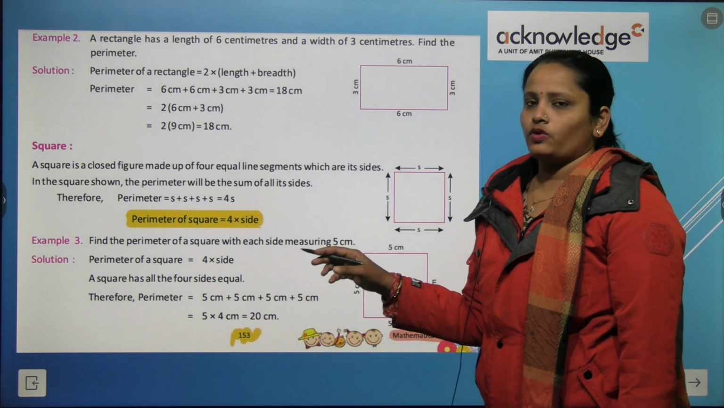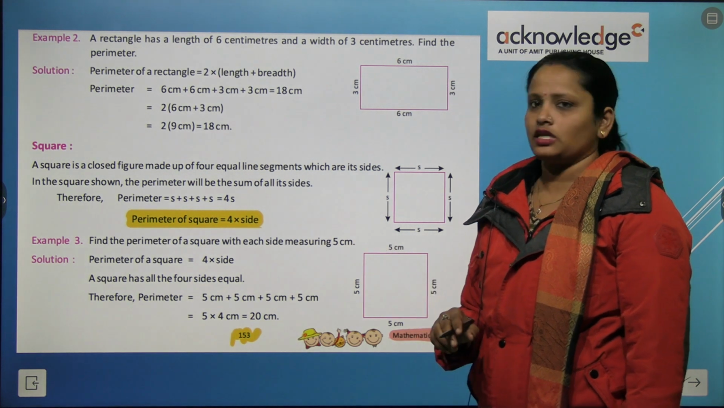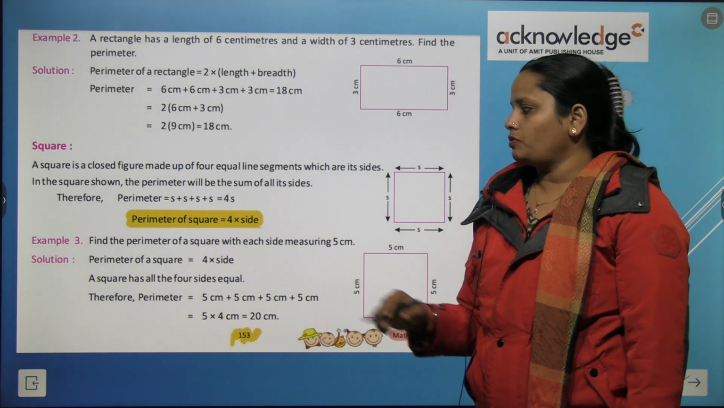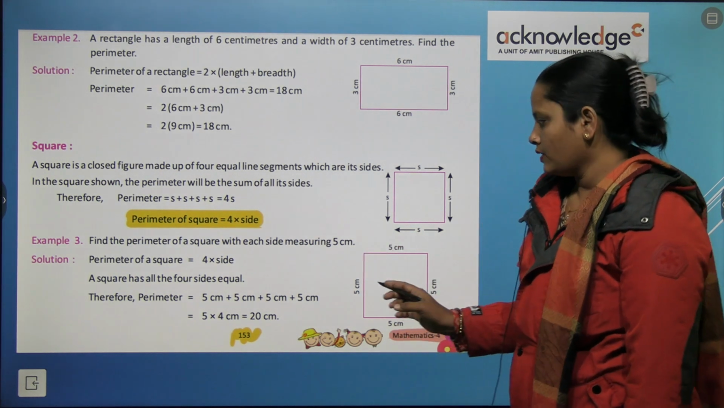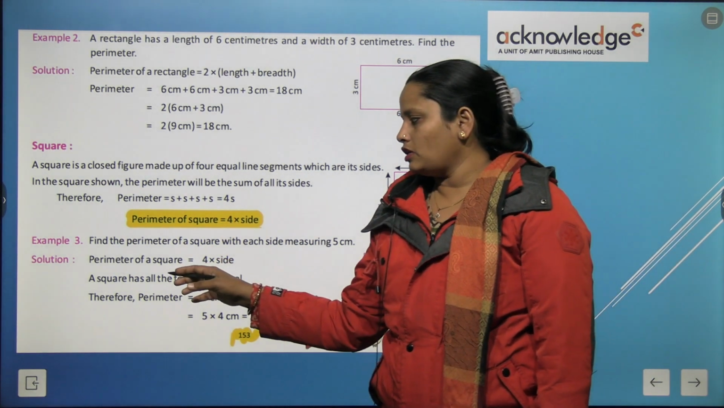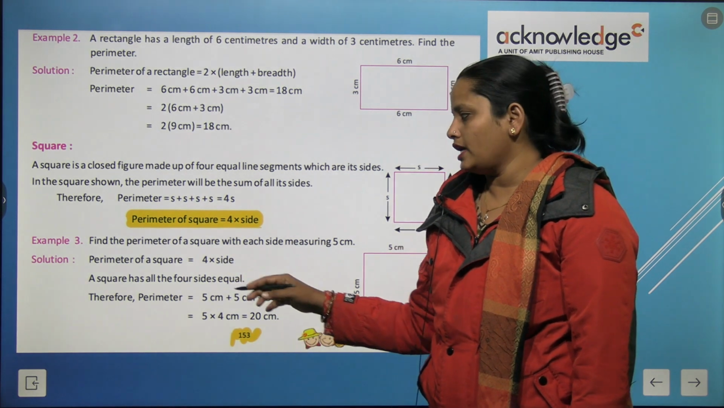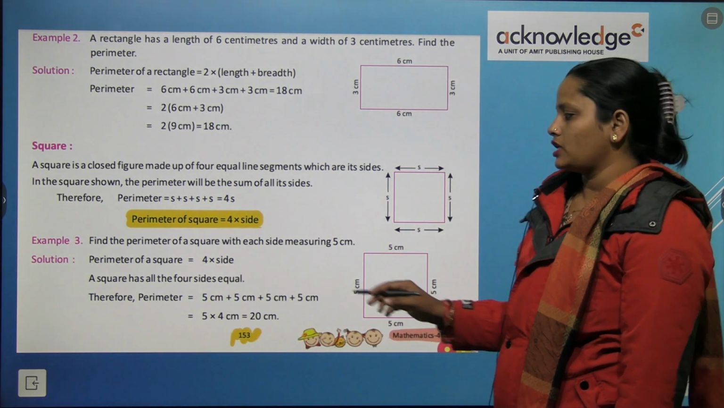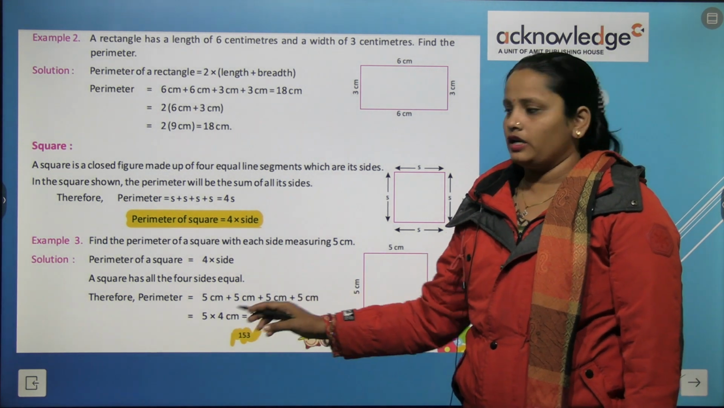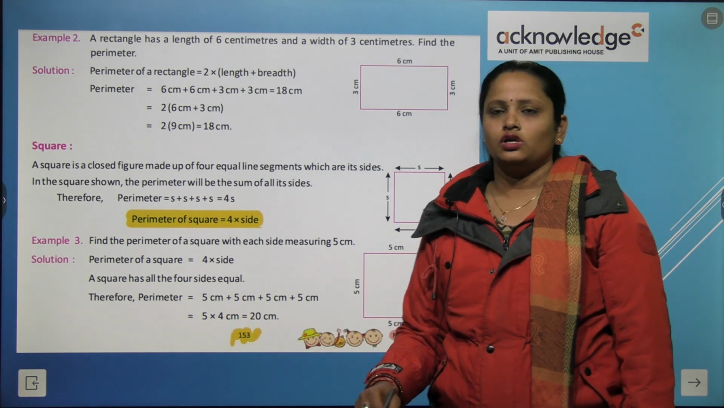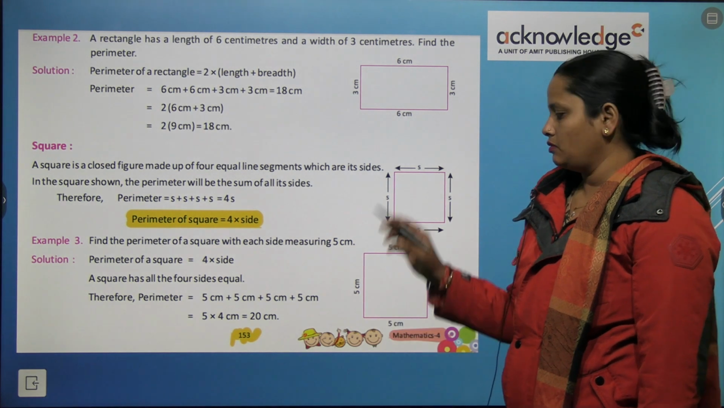Now let's see this example 3. Find the perimeter of the square with each side measuring 5 centimeter. So we see the perimeter of a square, where each side is 5 centimeter. The perimeter of a square is 4 into side, and the square has all the 4 sides equal. That's why 5 multiply 4 is equal to 20 centimeter.